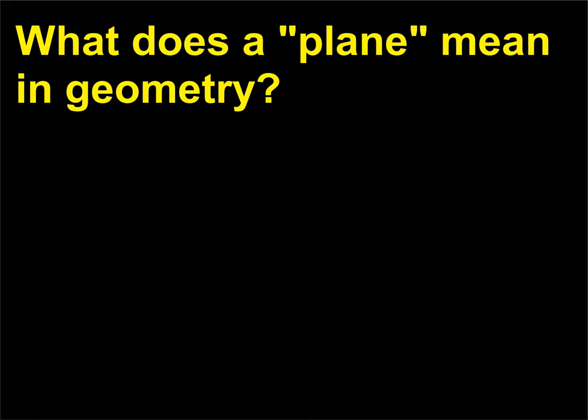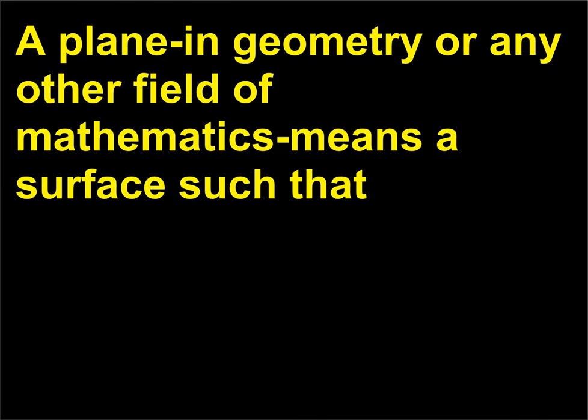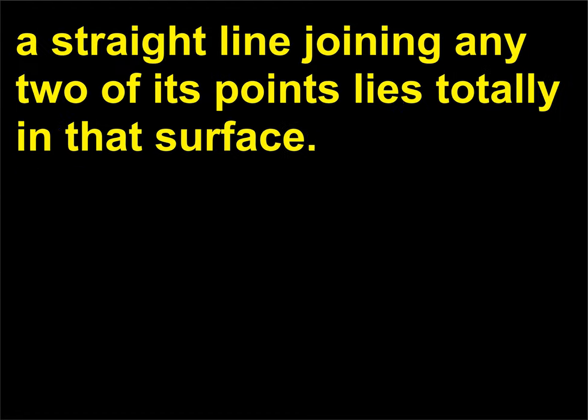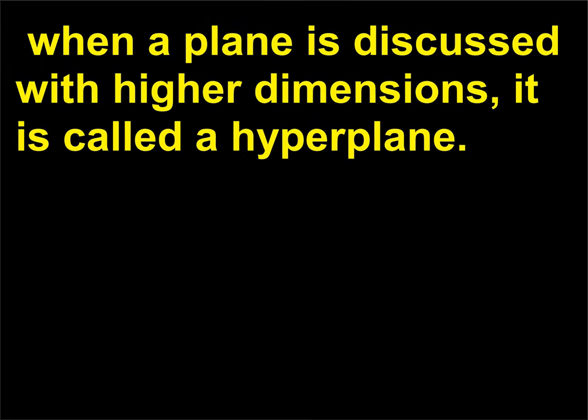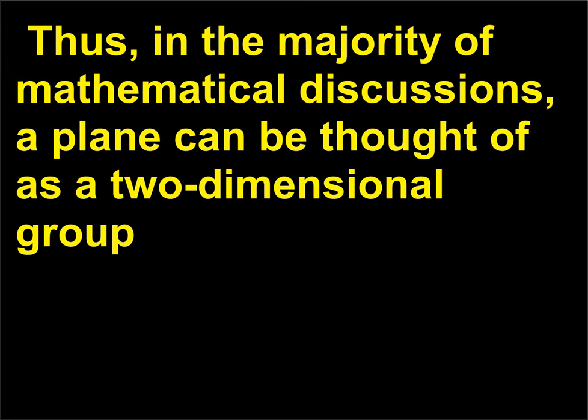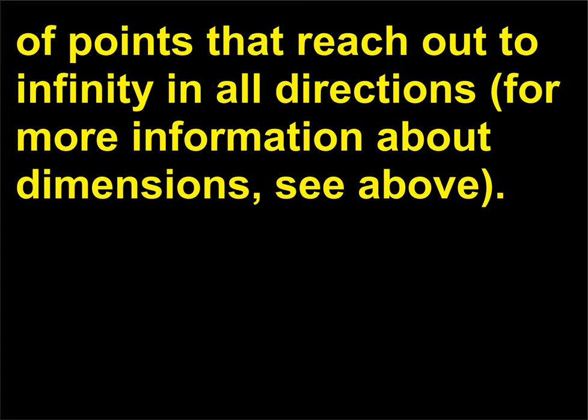What does a plane mean in geometry? A plane in geometry or any other field of mathematics means a surface such that a straight line joining any two of its points lies totally in that surface. A plane is considered to be two-dimensional. When a plane is discussed with higher dimensions, it is called a hyperplane. Thus, in the majority of mathematical discussions, a plane can be thought of as a two-dimensional group of points that reach out to infinity in all directions. For more information about dimensions, see above.